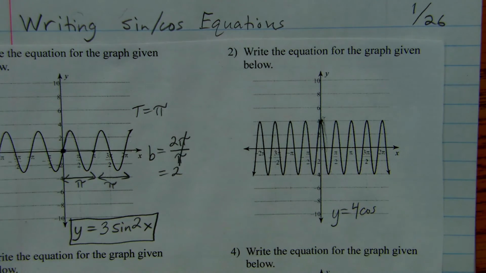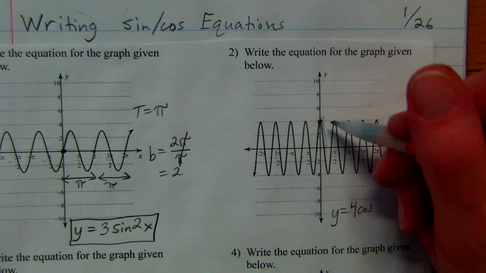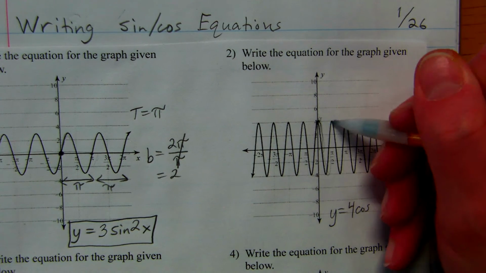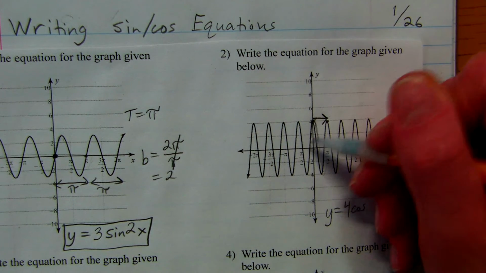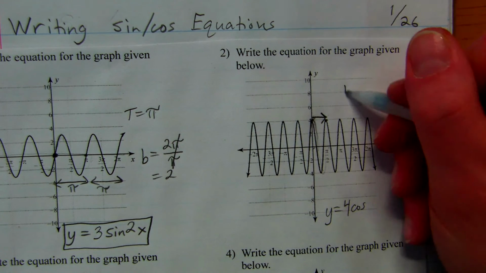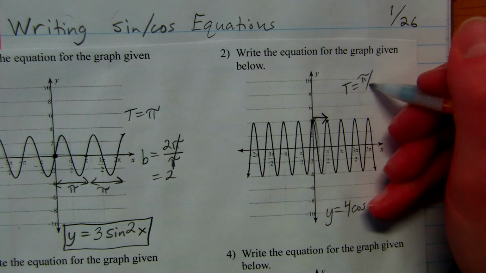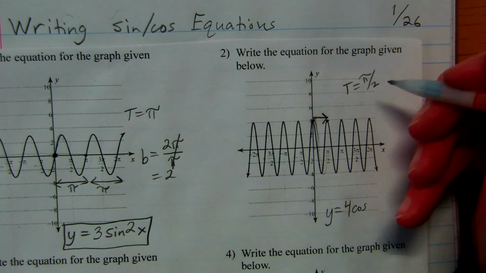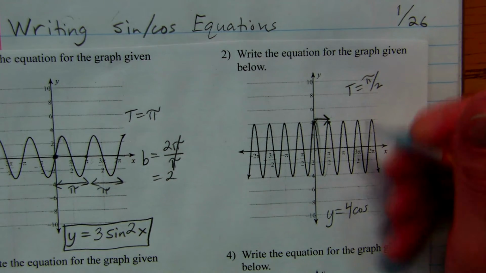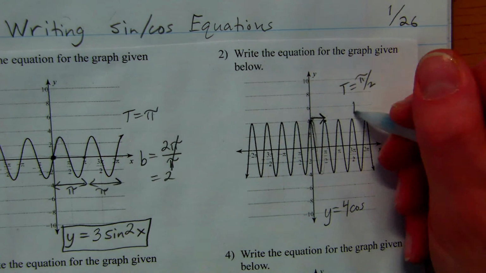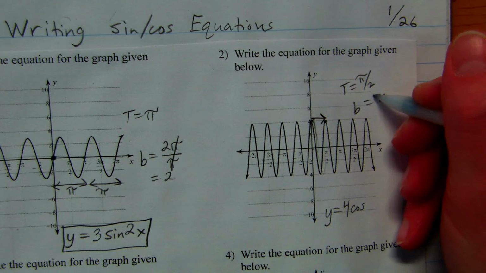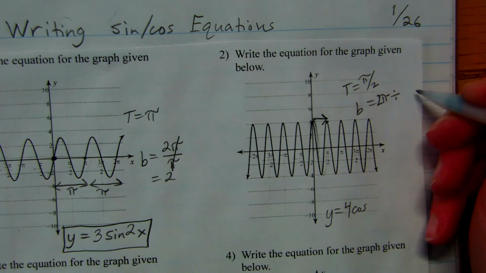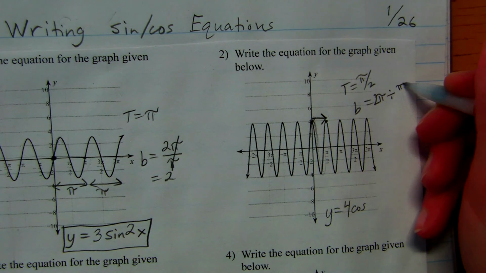And then this one, the waves are pretty compressed. It starts here, goes all the way down, and it starts over right here. So from here to here, it completes a full cycle. And so that means that the period is pi over 2. All right, so to find the number that goes in the equation, we're going to take 2 pi, and instead of writing it as a fraction, I'm going to use a division sign, and divide by pi over 2.